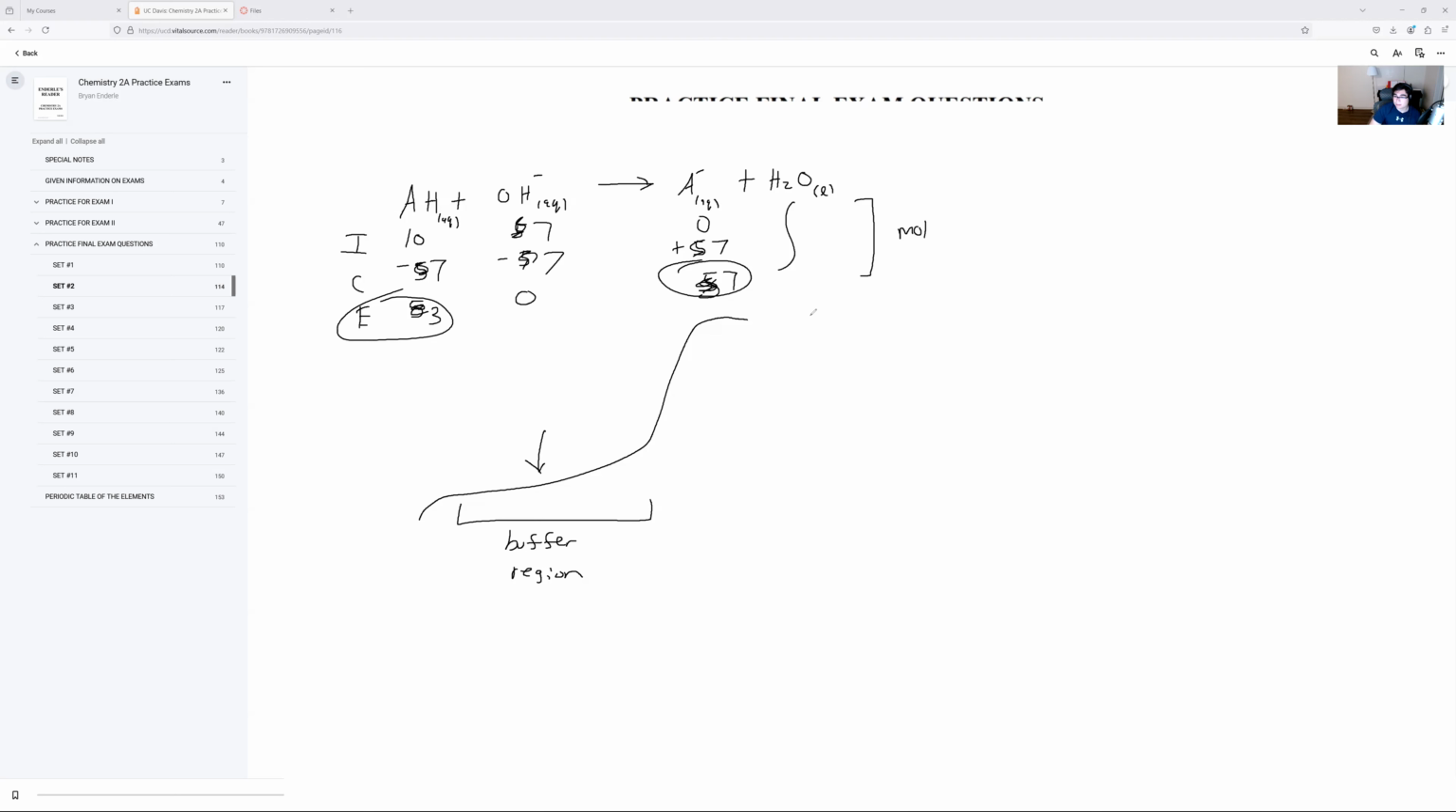In designing a buffer, I had to add X in the change row. So my question is, is it possible to subtract X from one reactant and add X? No. You'll always be subtracting X on the reactant side, and that's due to conservation of mass.